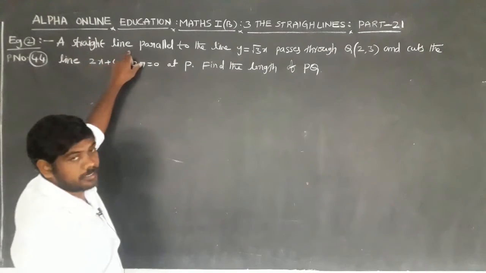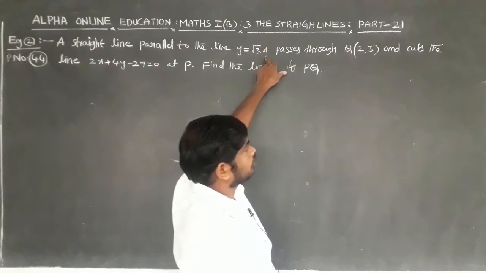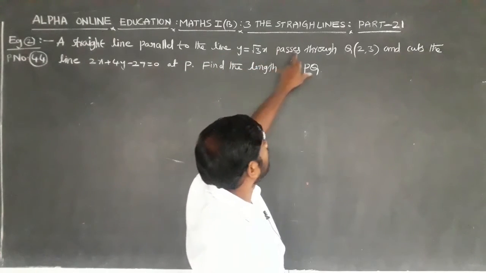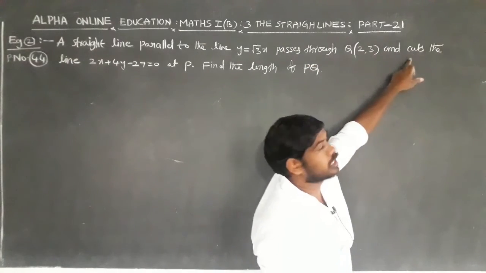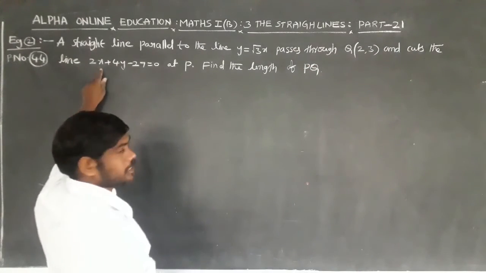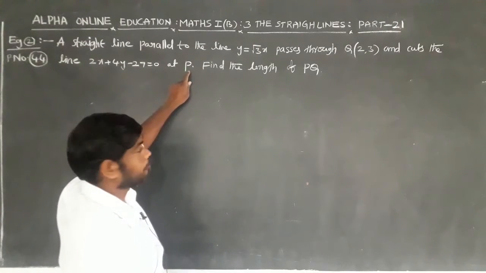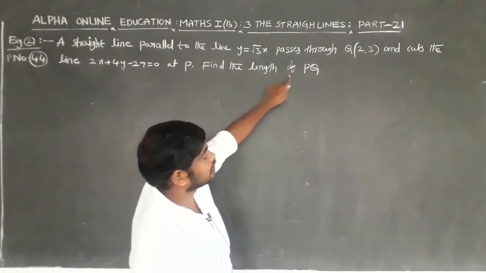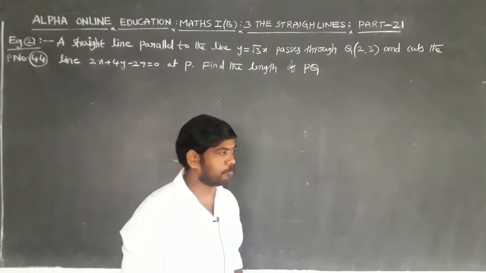A straight line parallel to the line y equal to root 3x passes through Q(2, 3) and cuts the line 2x plus 4y minus 27 equal to 0 at P. Find the length of PQ.